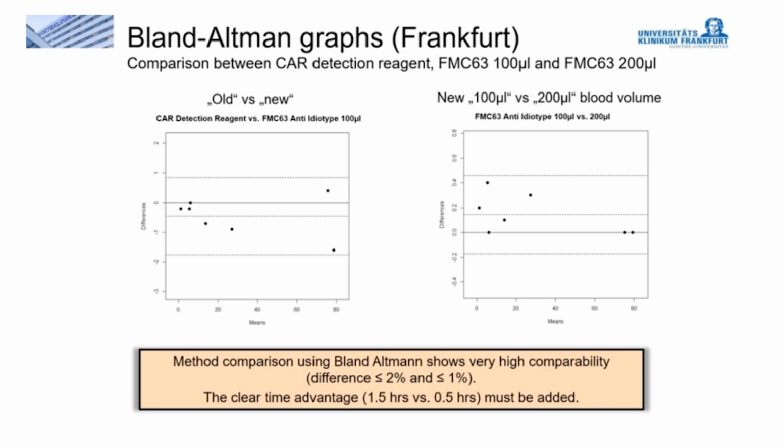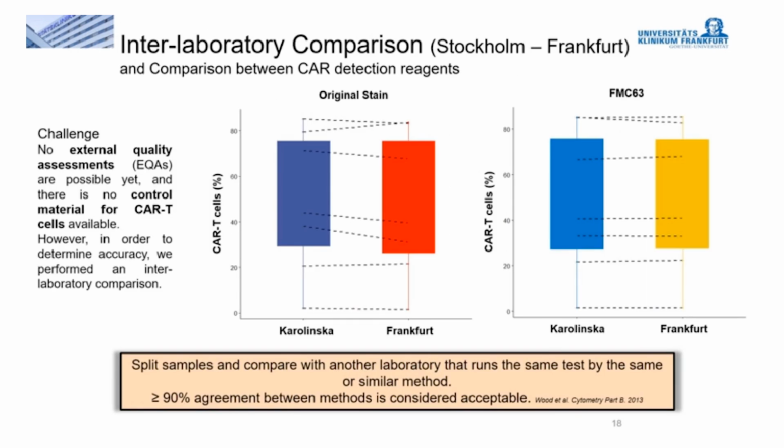The main challenge in establishing new diagnostic assays is that no external quality assessments, or so-called EQAs, are offered yet, and there is no control material for CAR T cells available. Control material should be available in various concentrations for counting CAR T cells by flow cytometry. For example, for stem cell determination, this is a whole blood control that does not require dilution and provides reference values similar to those found in humans.